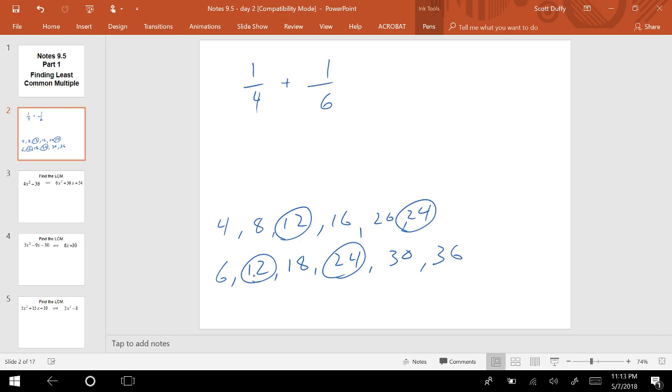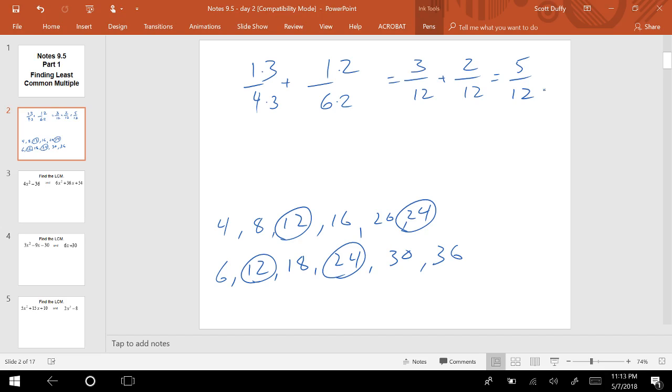So you ask yourself, what do I multiply 1/4 by to get it over 12? Well, you multiply by 3 on top and bottom. And then what do you multiply 1/6 by to have a 12 on the bottom? Well, 2. So you would really be adding 3/12 plus 2/12 equals 5/12. But there's possibly a quicker way.